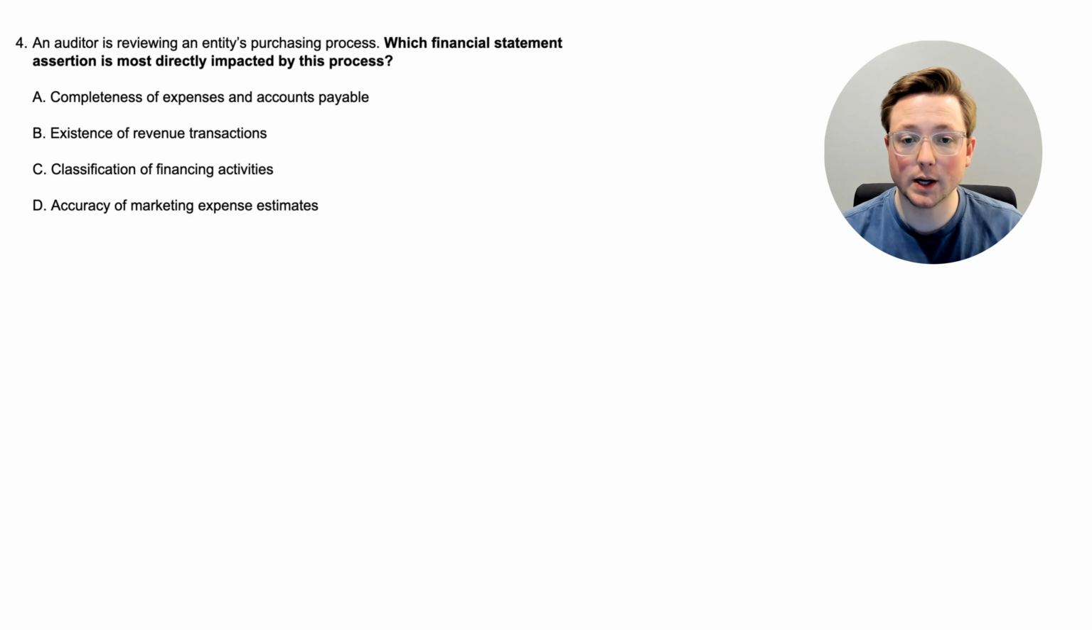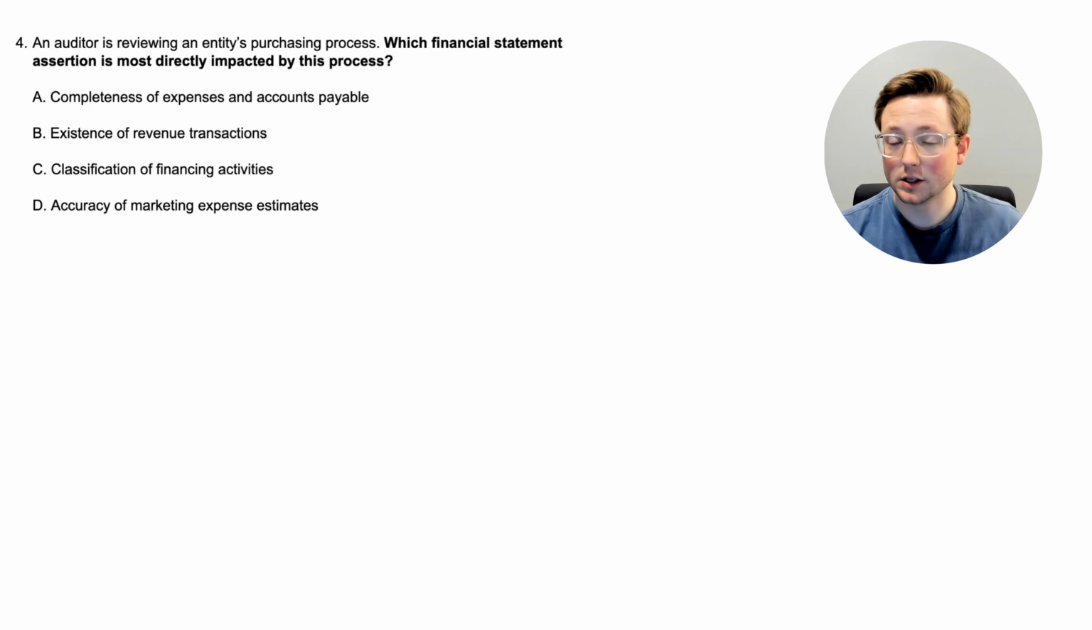An auditor is reviewing an entity's purchasing process. So again, what financial statement assertion does this most directly impact in the process? Let's go through the options. Option A, completeness of expenses and accounts payable. Option B, existence of revenue transactions. Option C, classification of financing activities. Or option D, accuracy of marketing expense estimates.